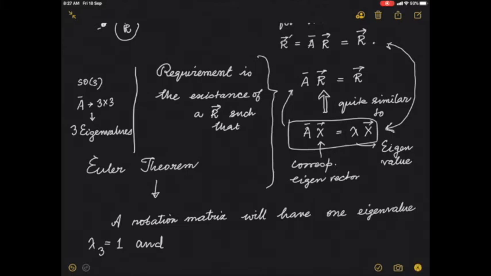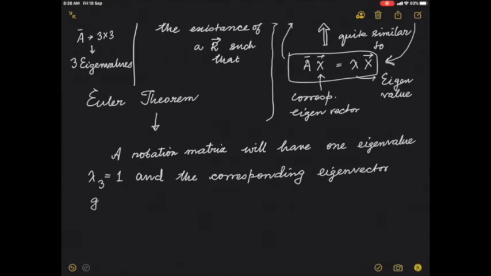And that is not the only thing. The other thing that you realize comparing these two is that the eigenvector is essentially giving you the direction of the axis of rotation, because that is what remains unchanged in this operation. The corresponding eigenvector gives you the direction of rotation.